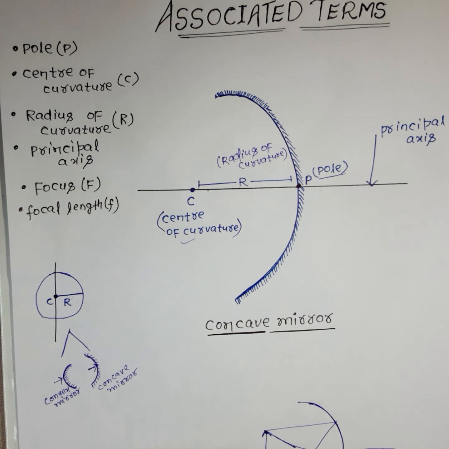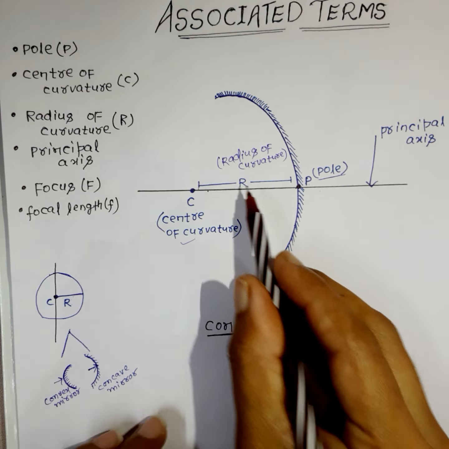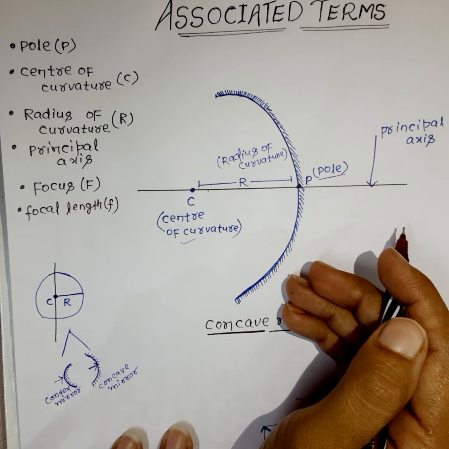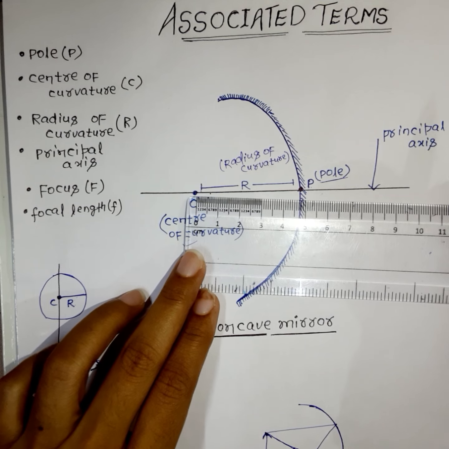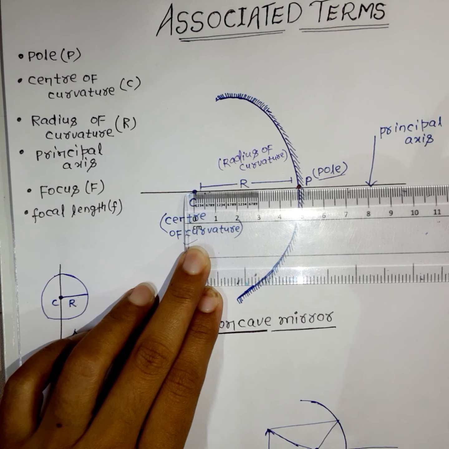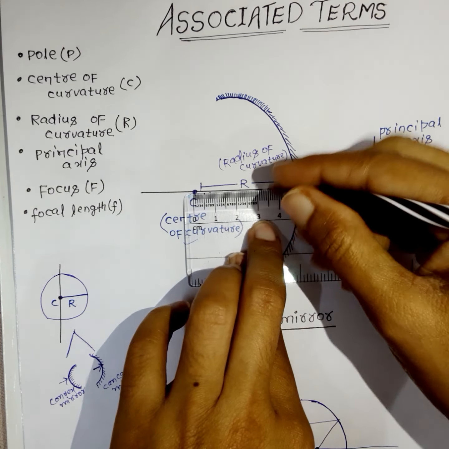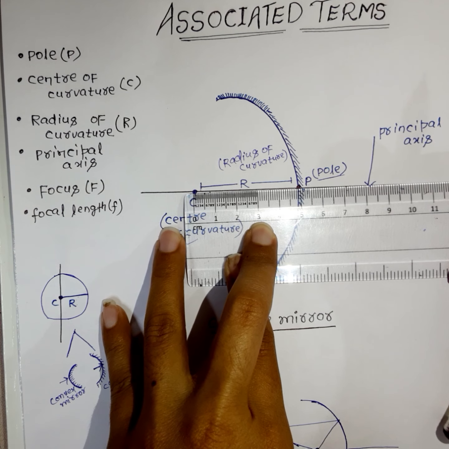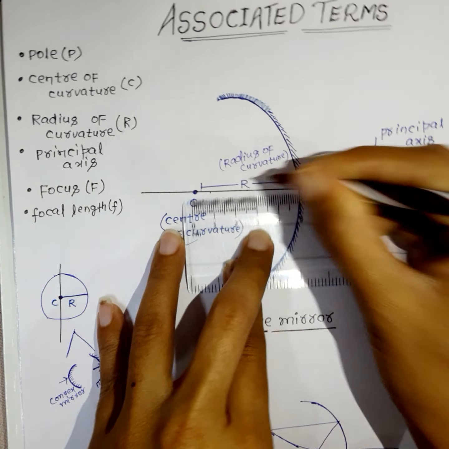So the focus is the middle point between the center of curvature and the pole. For this we should use the scale. See, from the center of curvature to the pole, it is 5 centimeter. So the focus would be half of this. Half of 5 is 2.5. So this will be the point.